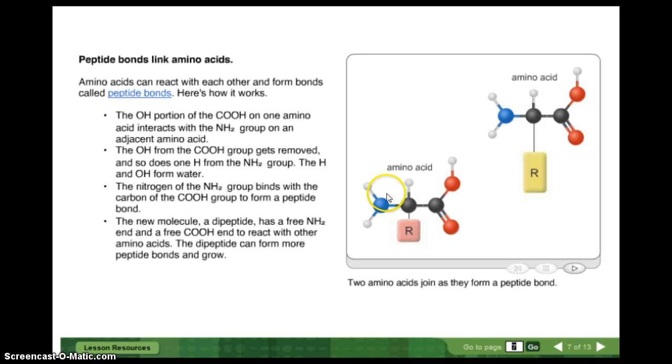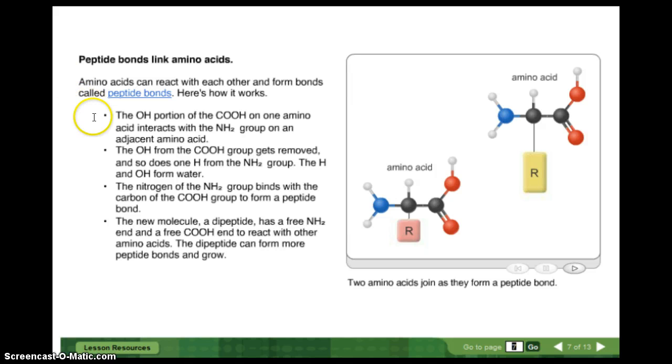Okay, so look how here when I have two together, now you're really going to see the pattern of the blue, red, blue, red when they hook together, or in other words, opposites attract, right? The basic end of one is going to be attracted to the acidic end of the other. Amino acids can react with each other and form bonds called peptide bonds.